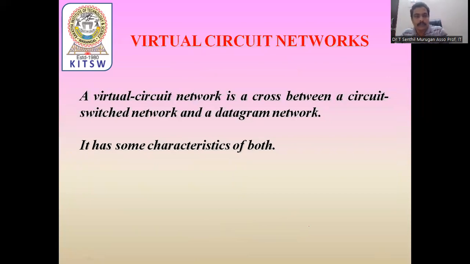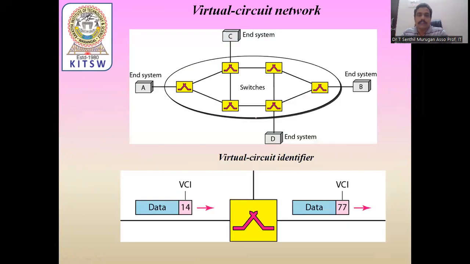Now we are going to discuss the virtual circuit network. It's a cross between the circuit switched network and the datagram network. So both concepts are approached here. You see in this diagram, switches are connected, and N systems are connected with the switches. But while transmitting the packets, the virtual circuit is identified. In the virtual circuit, each packet has a virtual circuit identifier, VCI. Here it is. This is used for each and every packet. While transmitting the packet, the switch will process that identifier and act accordingly.